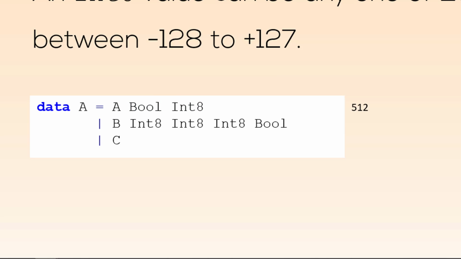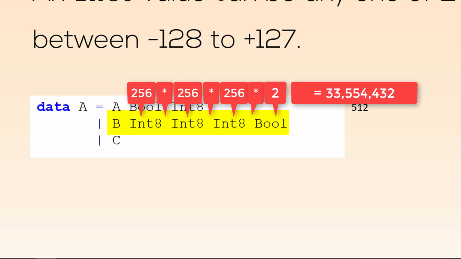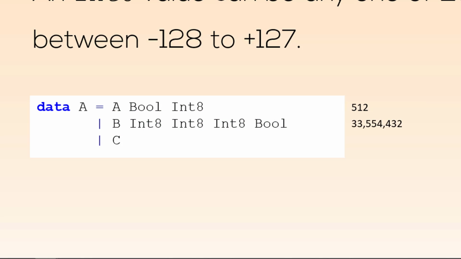Now for the second constructor, which is B. This is a product type too, and the number of values which it can take is equal to 256 multiplied by 256 multiplied by 256 multiplied by 2, which is roughly equal to 33.5 million. All we are doing is multiplying each of the possible values each individual type can take. Now for the final constructor, C. It is a nullary constructor, so it can only take one value. That is the value of the constructor itself.